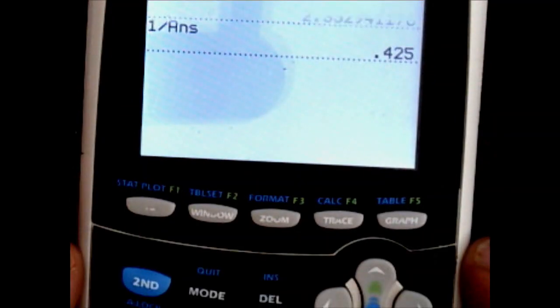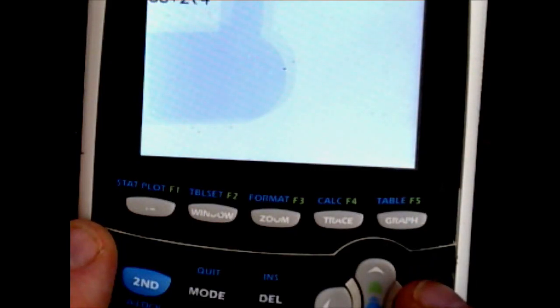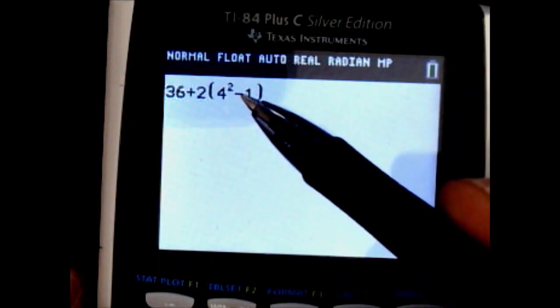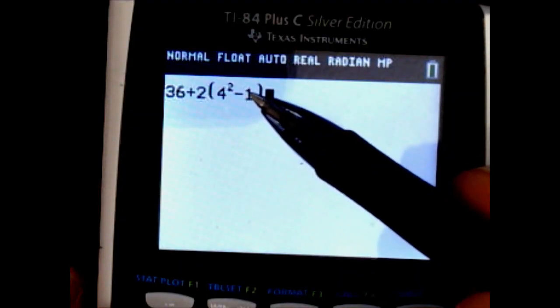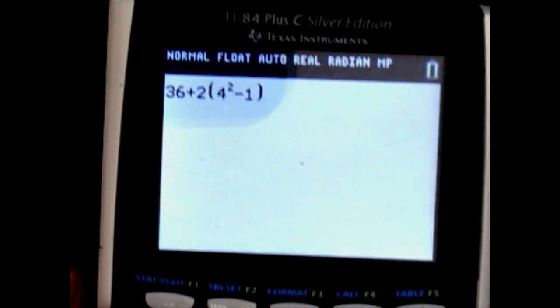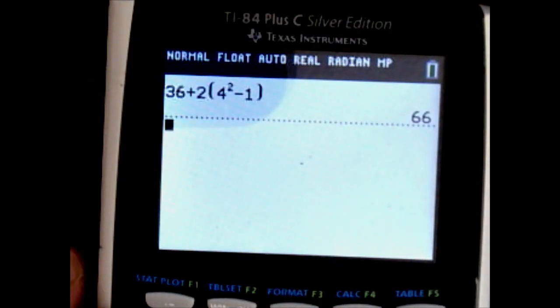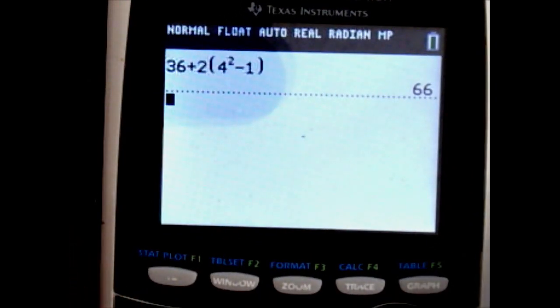Now let's say you've typed in something like 36 plus 2 times parentheses 4 squared subtract 1. Notice when you have something in the exponent, on your TI-84 Plus, you have to arrow to the right to get out of the exponent. Alright, so let's say we hit enter, and now we realize, oh wait a minute, I should have typed in a 5, not a 4.